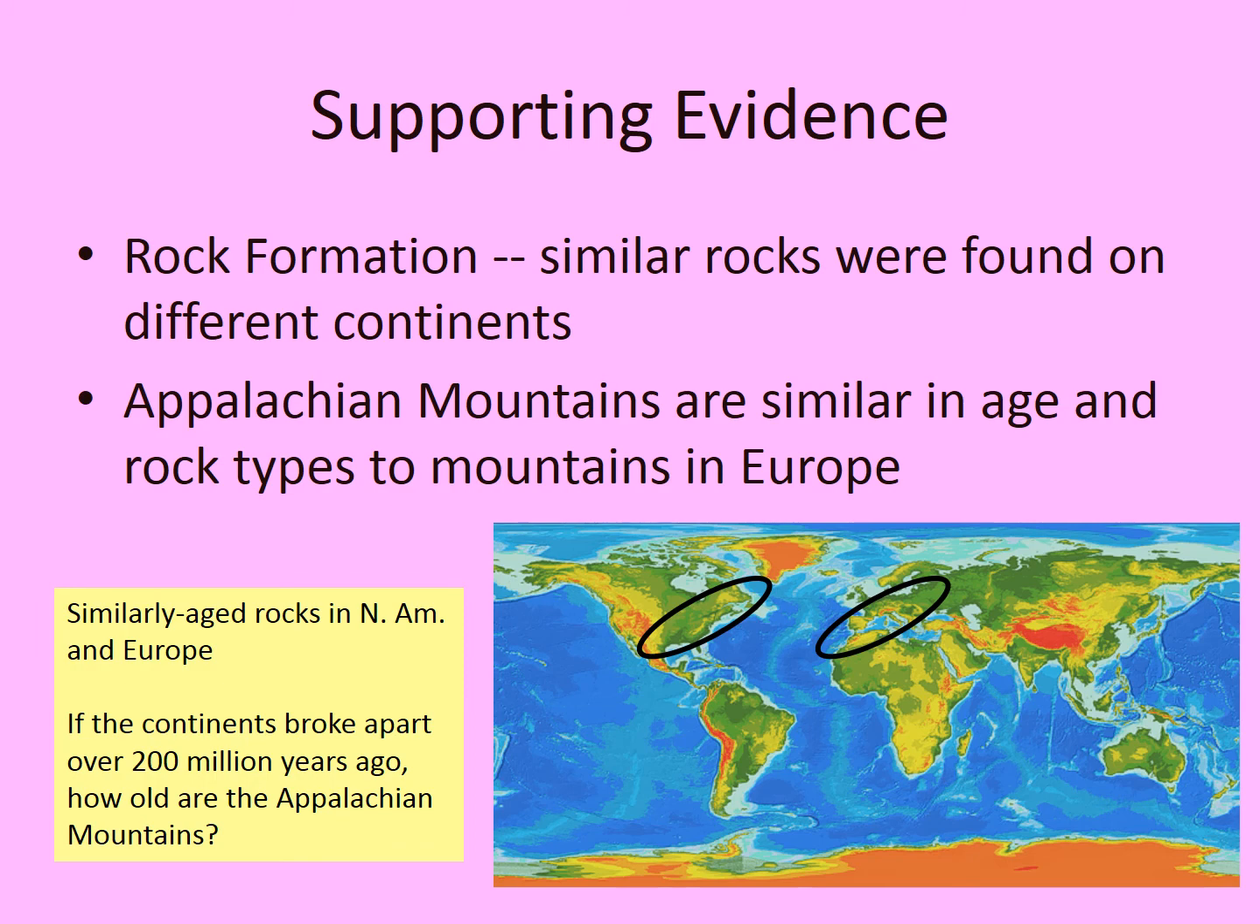All right, there's just a couple other pieces of evidence that help put things in order. One of them is, like I mentioned, the Appalachian Mountains are very old and they are very similar to some rocks that we find in Europe. Not only are they similar in age, they're similar in rock type. So we can start to piece together that when those mountains formed, those two land masses were together.